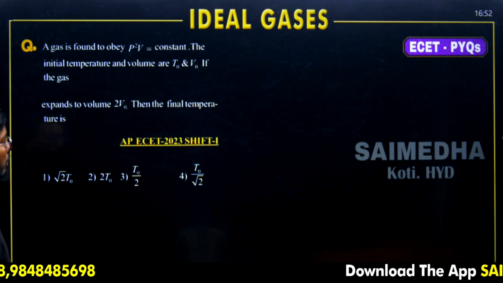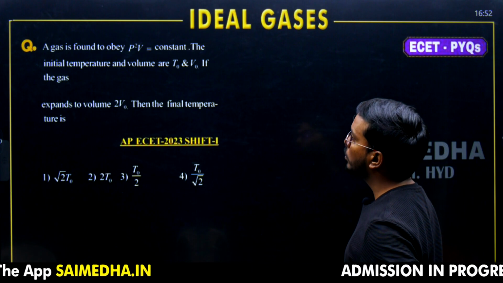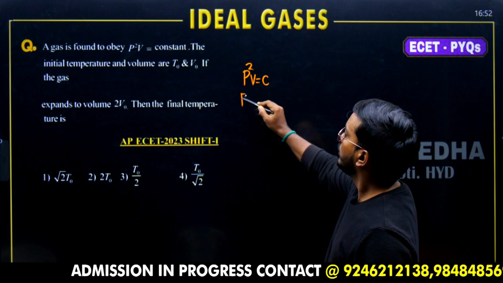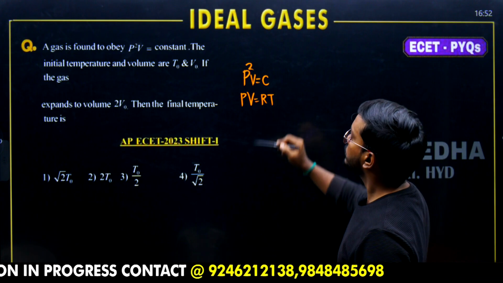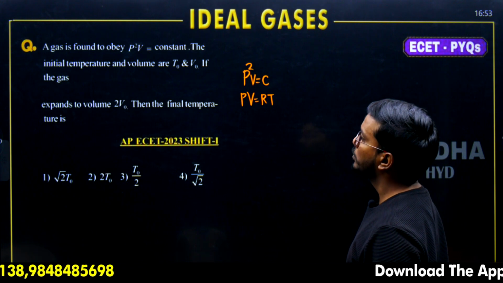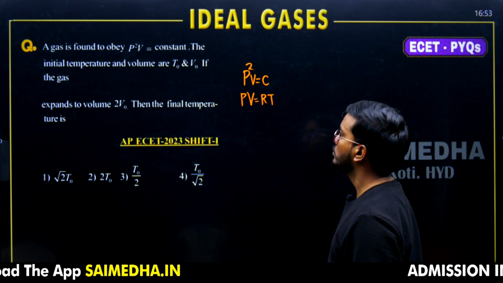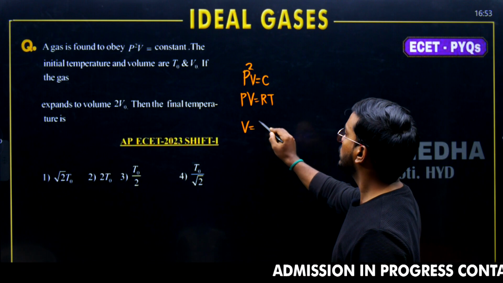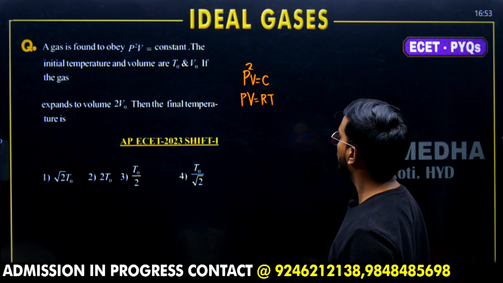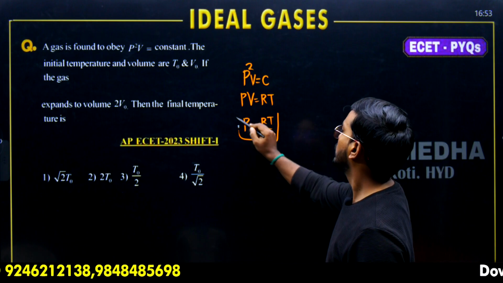Moving on to question number 4. The question given here is, a gas is found to obey P square V is equals to constant. And we know ideal gas is PV is equals to RT. Initial temperature T0, V0 is expanded to final volume 2V0. Final temperature is asking you to make a relation between temperature and volume. So what we can say here, because I want to eliminate the P here, P is equals to RT by V from this equation.